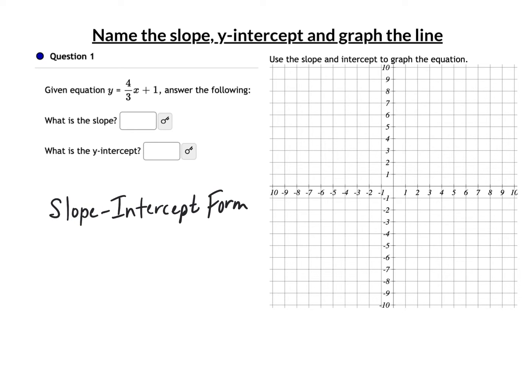Slope-intercept form is y equals mx plus b. When y is by itself, the slope is the number in front of the x, and the b is the y-intercept.